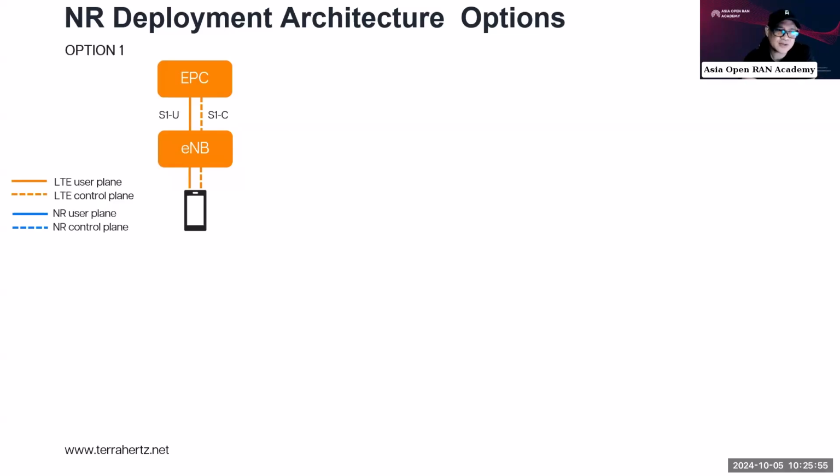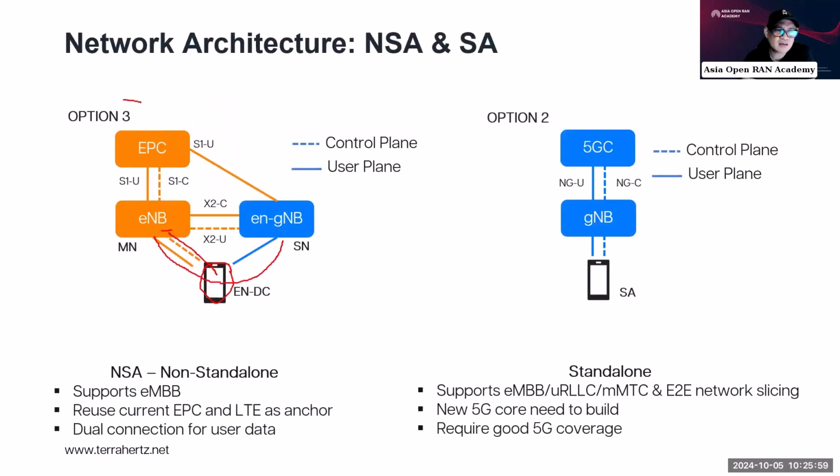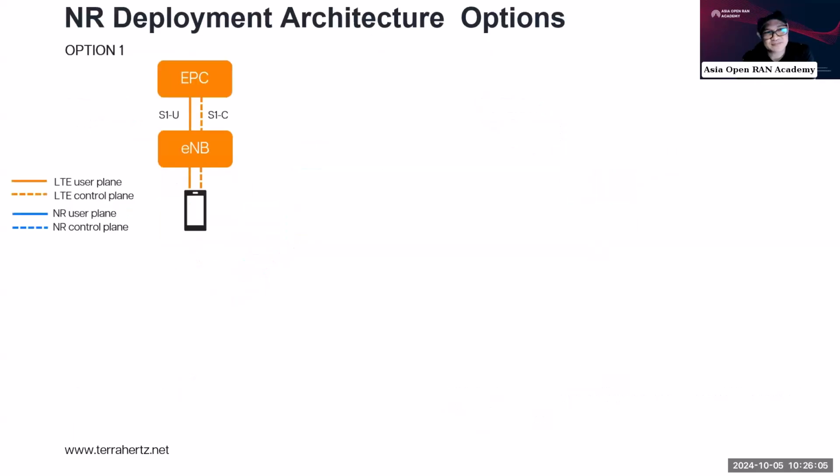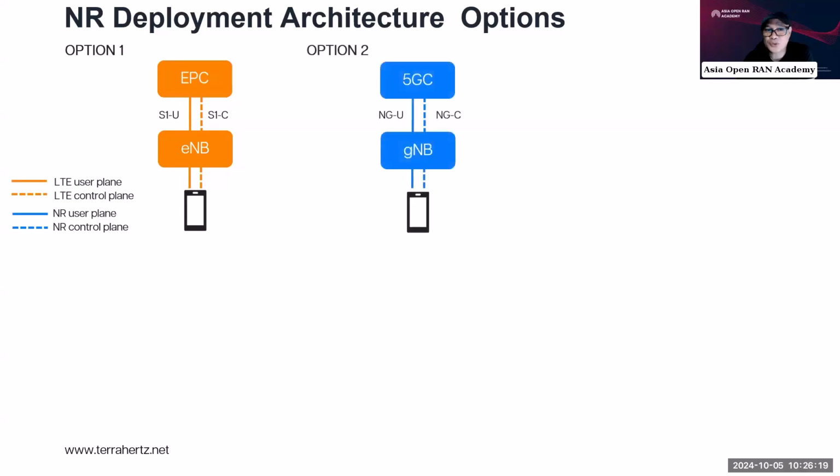Kasi magtataka kayo, bakit merong option 3 at may option 2? Asan yung ibang option, sir? So, nandito siya. Option 1 is the LTE setup. Okay? So, this is also considered standalone, pero this is an LTE system. Technically, it's not a 5G deployment option. And then you have option 2, where you have a 5G core and G node B.